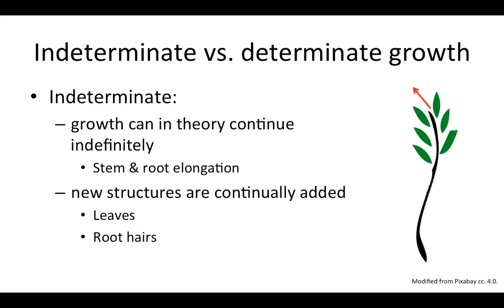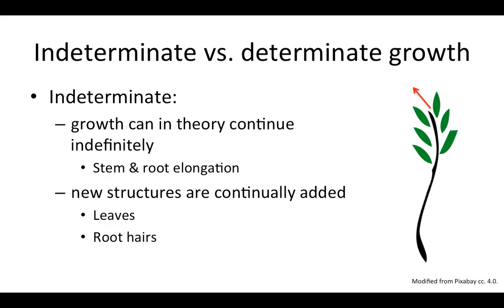The next distinction we will make is between indeterminate and determinate growth. In indeterminate growth, the organism can, at least in theory, grow indefinitely. This applies to stem and root elongation. So in the schematic here, this stem could, in theory, continue growing forever and ever until it was well off the screen. Obviously, in practice, nothing can grow forever because the organism is going to run out of energy or run out of nutrients.